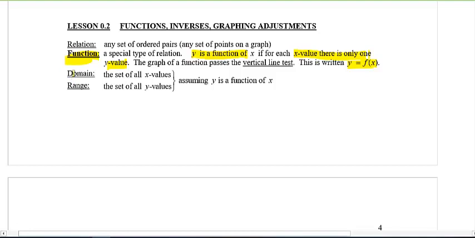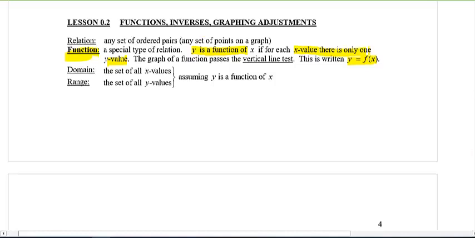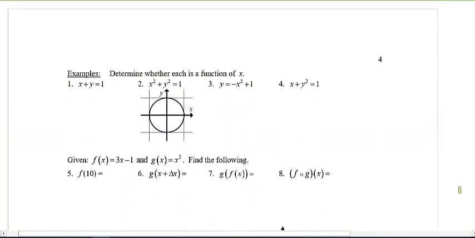And of course, you've seen these terms before: domain, representing the set of all x values, or independent variables, and the range, representing all the y values, or the dependent variables. So let's look at some examples here, please. I want you to look at examples 1, 2, 3, and 4, and tell me if they are functions of x. Number 1, if you were to graph this out, remember from our first section, slopes, y-intercepts, this definitely will be a function. So all lines are functions.